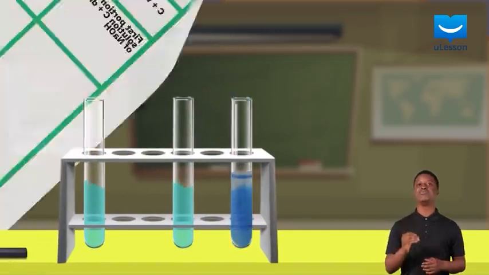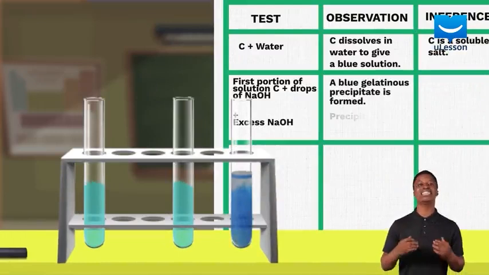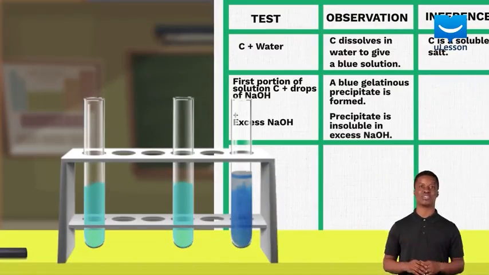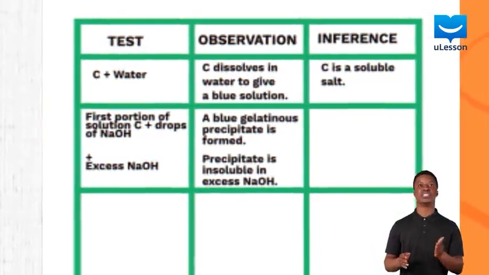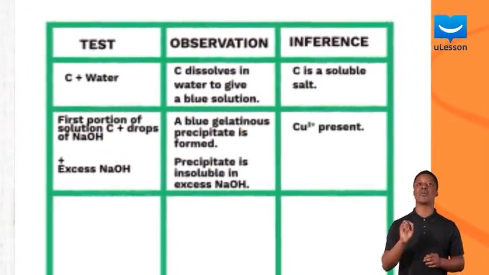As you can see, a blue gelatinous precipitate is formed, and this precipitate is insoluble in excess sodium hydroxide. From what you learned in previous lessons, you will agree with me that this indicates the presence of copper 2 ion.